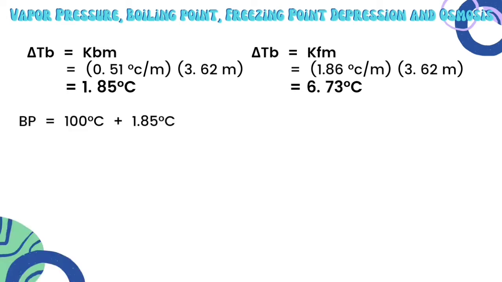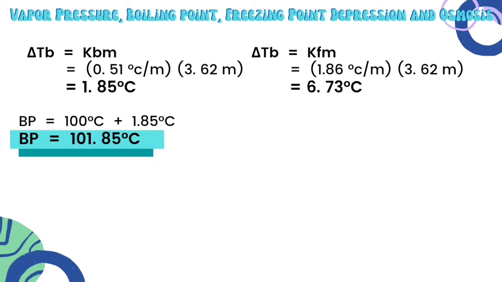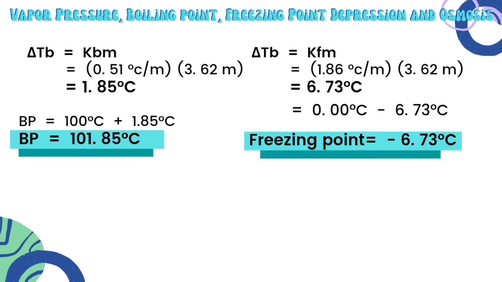Final answer is that for the boiling point of the solution, after adding to 100 degrees Celsius, the boiling point of the solution is 101.85 degrees Celsius, while the freezing point is negative 6.73 degrees Celsius.